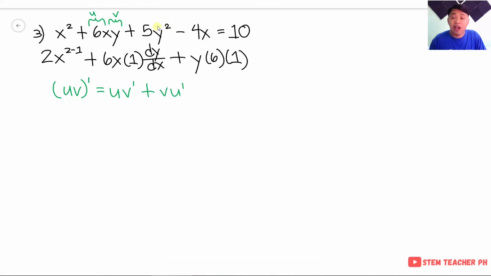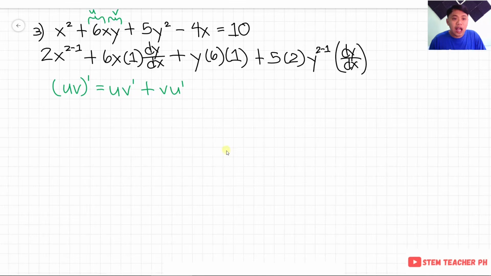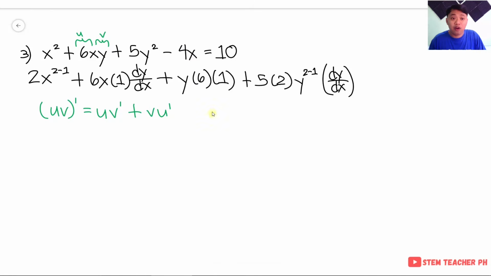Then we move to the next term. So we have plus 5y squared. We take the 5, and for the y squared, applying the power rule of differentiation, we bring down the 2, so you have 5 times 2, and the exponent of y, which is 2, we subtract 1, so you have y raised to 2 minus 1. And then again, because we are taking the derivative of y but with respect to x, we multiply dy over dx.